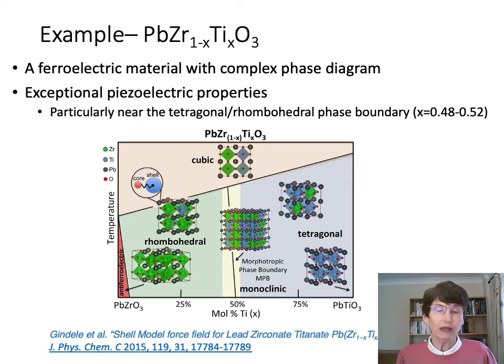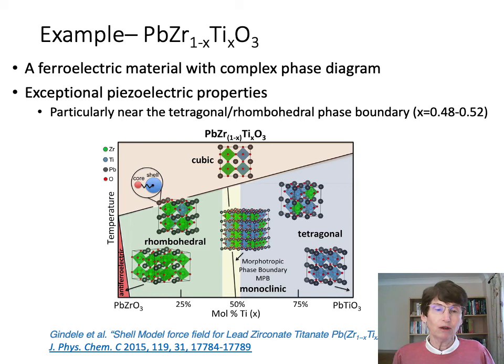As you see from the phase diagram shown here, if you have just pure zirconium, then you get a rhombohedral crystal structure. And as you increase the amount of titanium in the crystal, it goes through different crystal phases, ending up at pure titanium as a tetragonal crystal structure. Round about the 50% mark is where the most interesting properties are attained. This is called the morphotropic phase boundary.